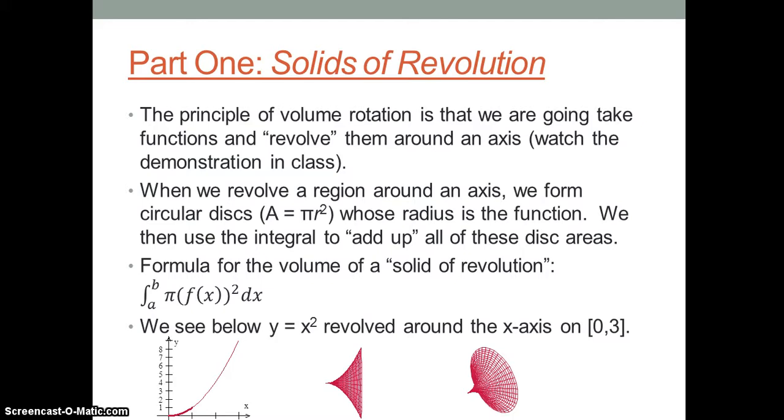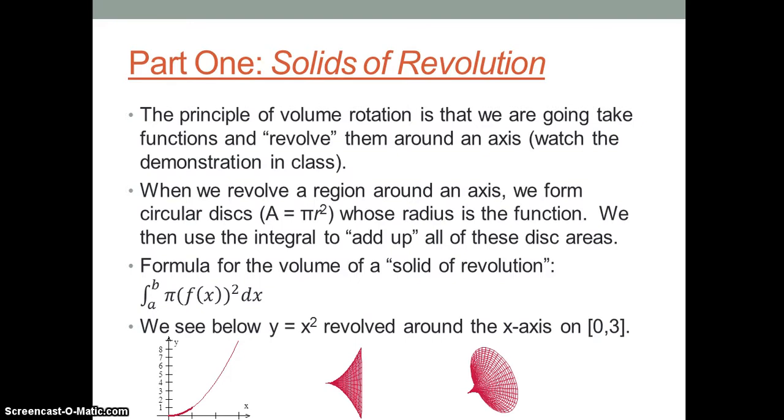We're going to start out with the x-axis here. When we revolve a region around an axis, we form circular disks. And that starts out because we're rotating the function 360 degrees around the axis. And when you rotate 360 degrees, you're going to create a circular disk with the axis running right through the center of the disk. The radius of this disk is going to be the function. However high or whatever the distance is that the function has from the x-axis creates the radius of our circular disk. And then the integral is going to add up all of those disk areas, just like it did with the Riemann sum.